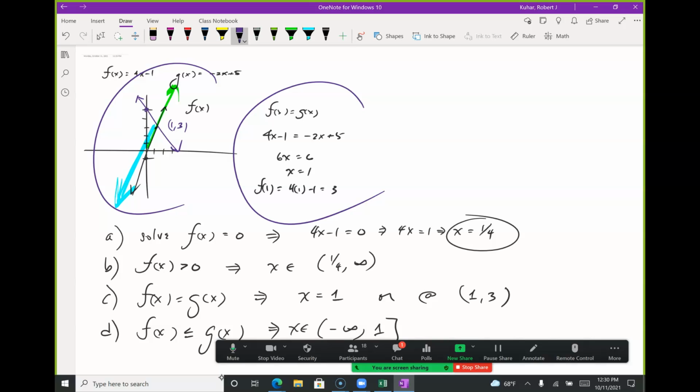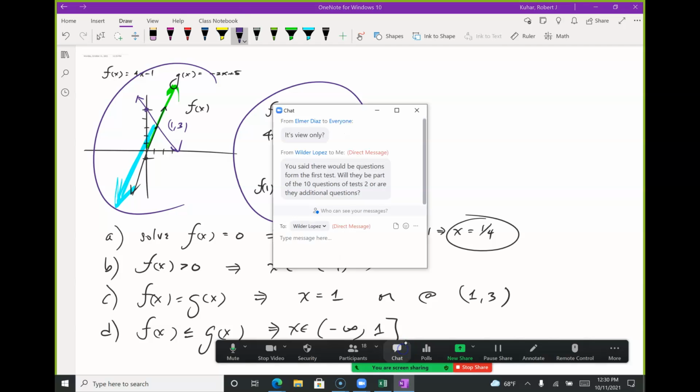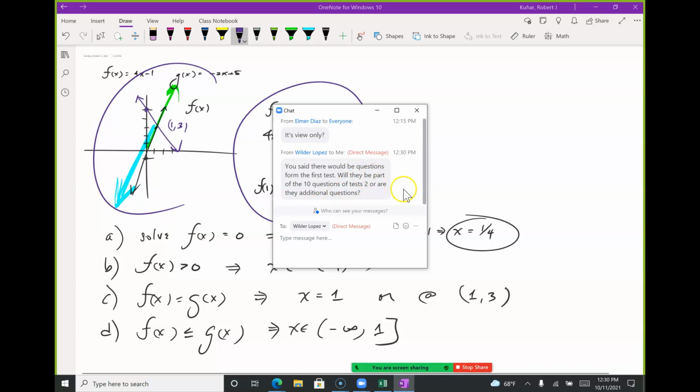Nice. I'm trying to get Math Excel to give you all the same questions, but I'm having a hard time. I still got 2 more days to figure it out. Yes, so Wilder asked, will the questions from the first test be part of the 10? Yes. So like a question in 3.3 is on quadratics, so right, 2 birds, 1 stone. Question in 3.1 is linear. I don't know if I'm going to waste any time on that.